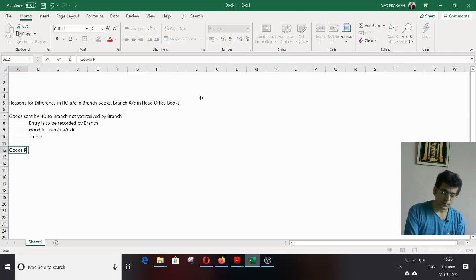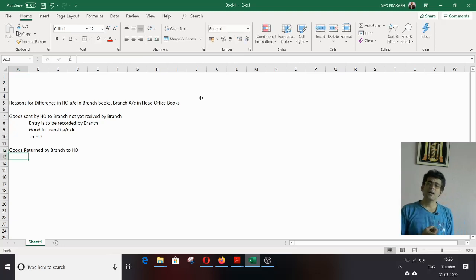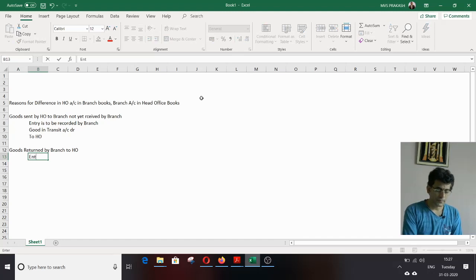Goods returned by branch to head office. Branch has returned the goods to head office on 30th March. So ultimately, in branch books, the transaction is recorded. In the head office books, the transaction is not recorded. So in whose books is the entry now to be recorded? This entry is to be recorded in head office books.